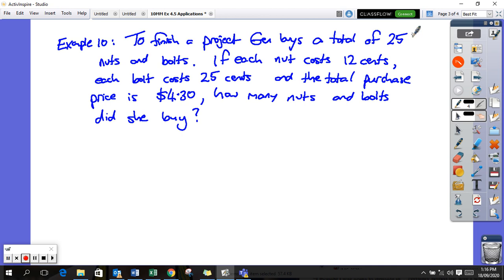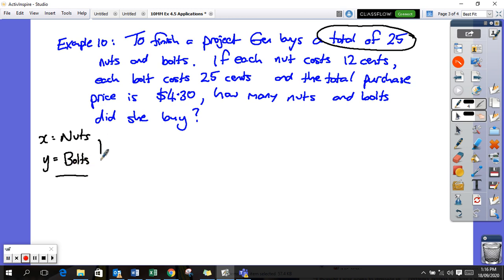So the first bit of information is she bought a total of 25. So here, X is going to represent the nuts. I could use N and B, but I'm not. I'm just going to get into the practice of using X and Y. B is going to represent the bolts.